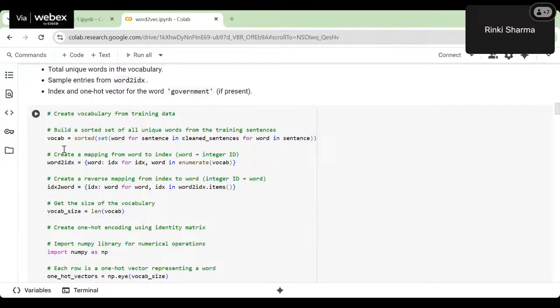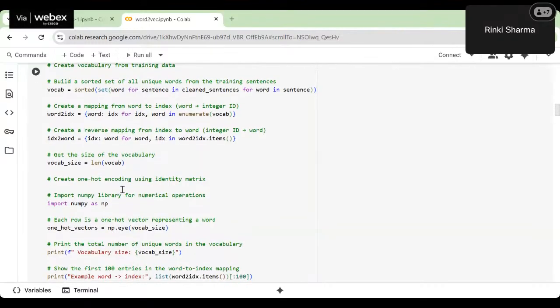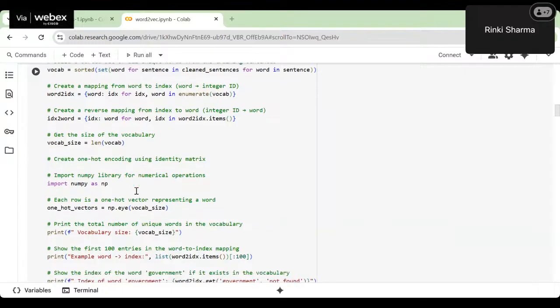Every word is assigned an integer ID using the function word to IDX, and we also define a reverse function IDX to word, which will be used during the decoding process. Here we have printed the length of our vocabulary, and after defining the vocabulary, we will construct one-hot encoded vectors using the identity matrix.